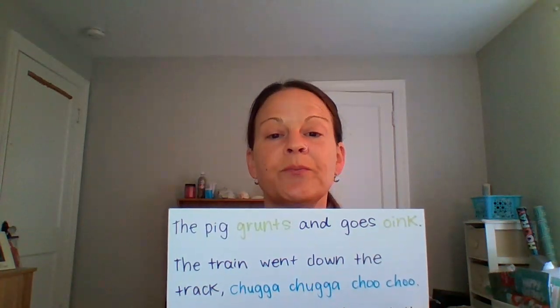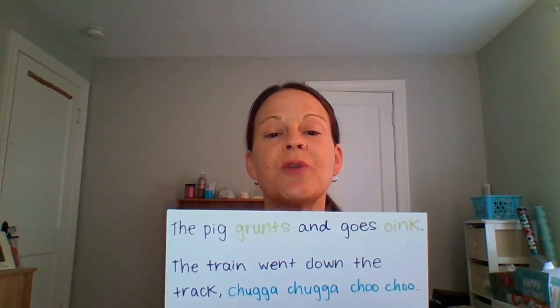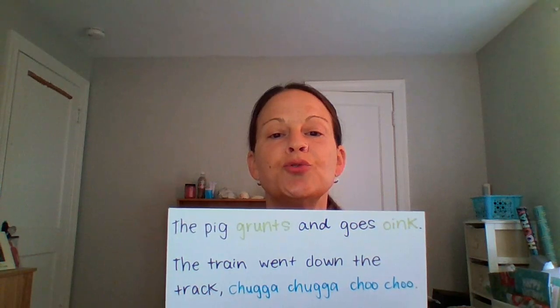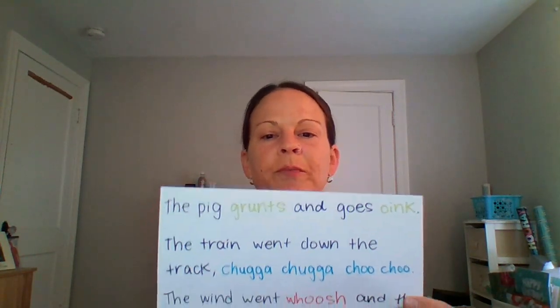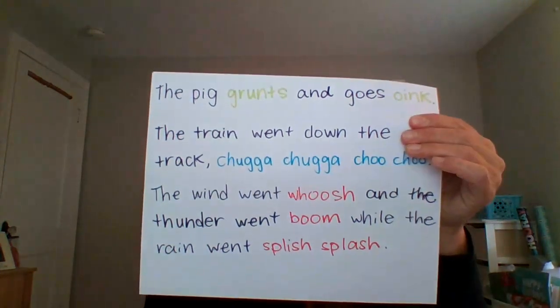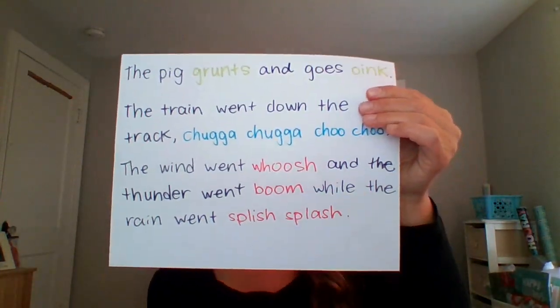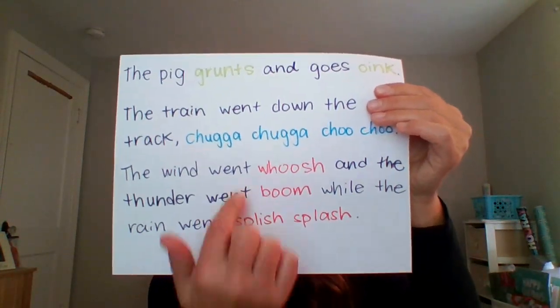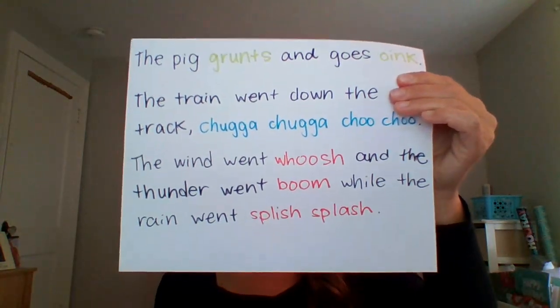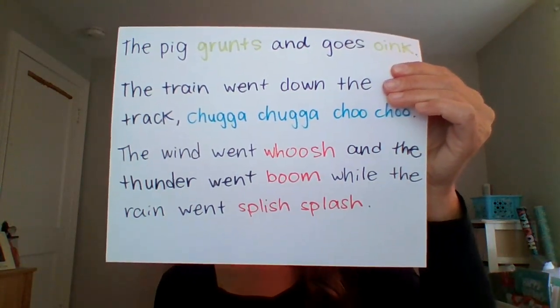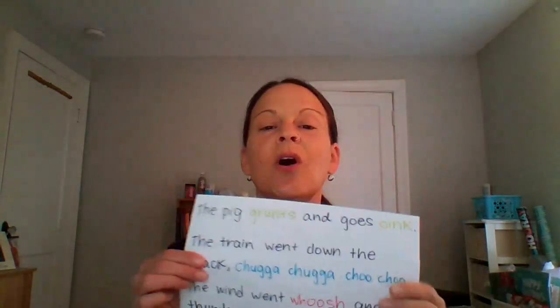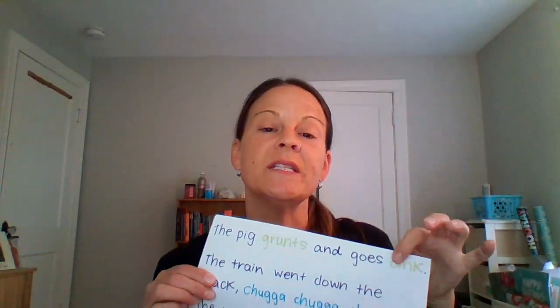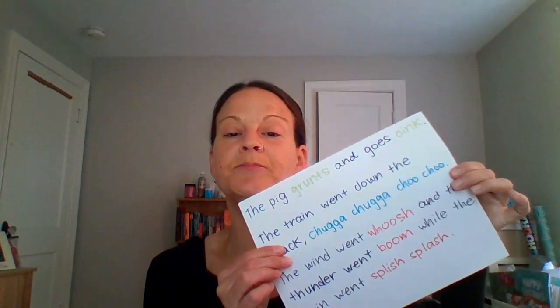Here's the next one. The train went down the track. Chugga, chugga, choo, choo. And here's the last one. Ready? The wind went whoosh. And the thunder went boom. While the rain went splish, splash. So all of those words in color are examples of onomatopoeia.